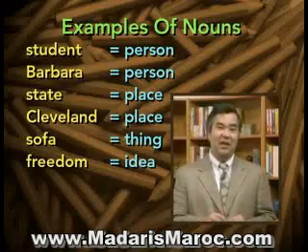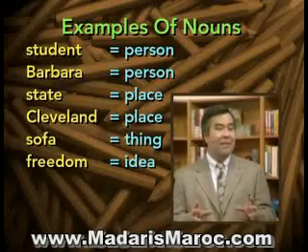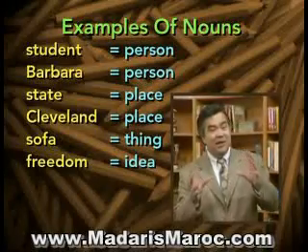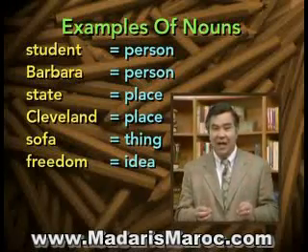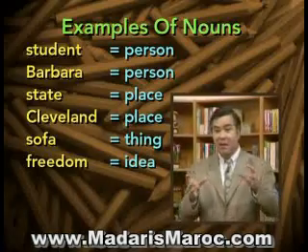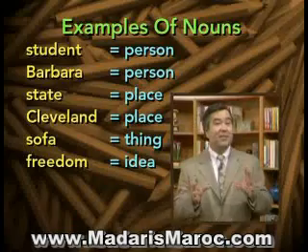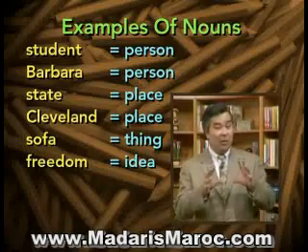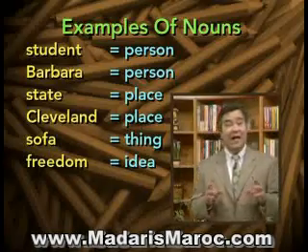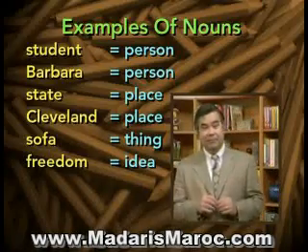That's sofa. Freedom, however, names something that's much more difficult to grasp. It's not something you can see with your eyes or touch with your hands. Freedom is an idea. It's an important concept that many people think about a lot, but it's not something you can point to or perceive with your senses. And that's another example of a kind of noun, a noun that names an idea.